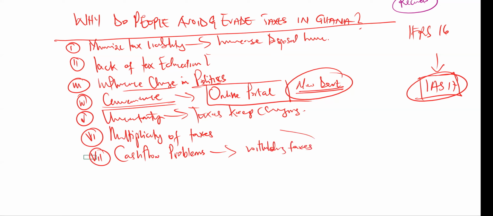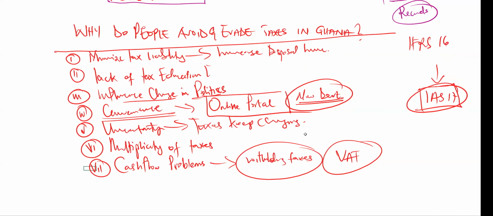Withholding taxes have taken all their money. VAT has taken all their money. Personal assessment and all this. Yes, all these things have taken all their money. So because of cash flow problems, that is why people are not able to pay taxes. Okay, so I think the points so far are not bad.